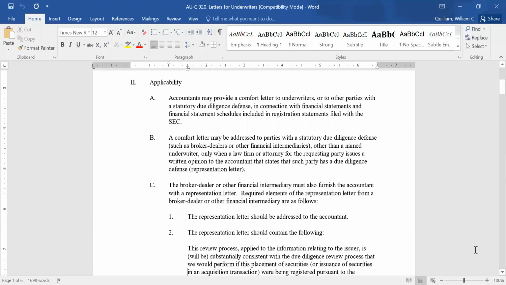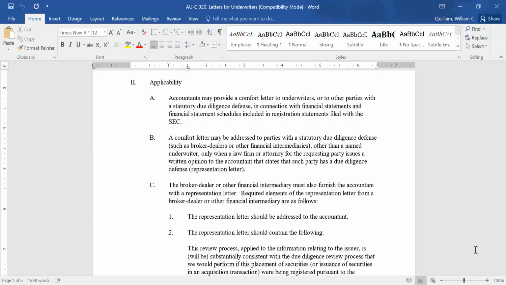Now, applicability, what this section applies to. Well, accountants may provide a comfort letter to underwriters or to other parties with a statutory due diligence defense. In other words, they have to make sure that everything with securities is okay, in connection with financial statements and financial statement schedules, including registration statements filed with the SEC.